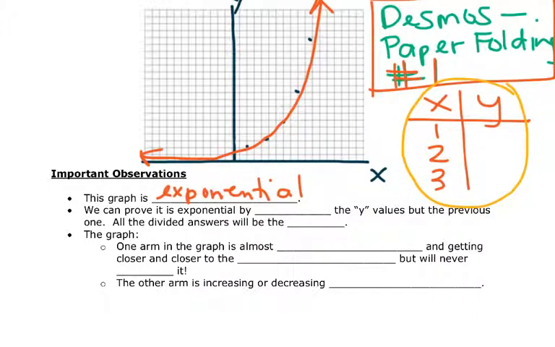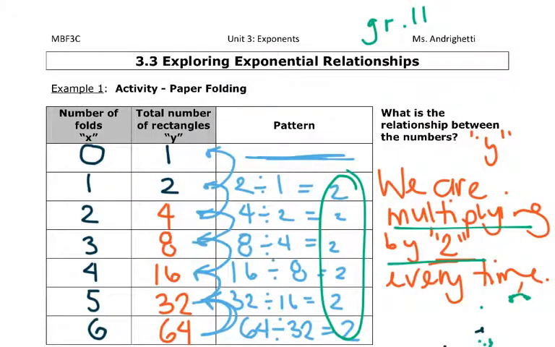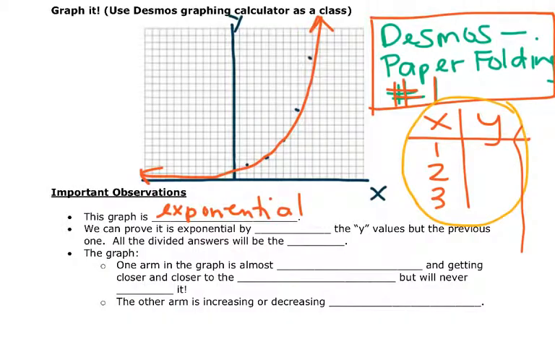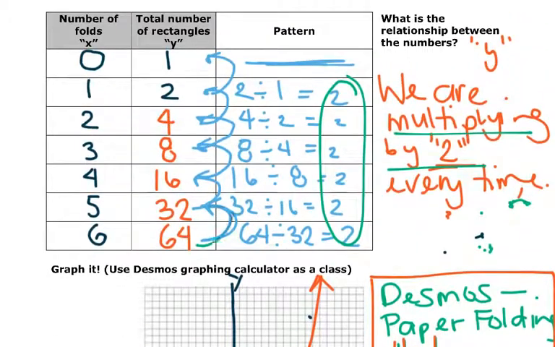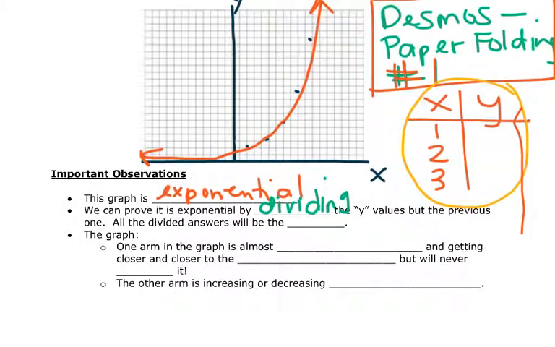We can prove that it's exponential in 2 ways. We can prove it by looking at the graph, and we can also prove it by looking at a table of values. So when we have a table of values, we can prove that it's exponential by dividing the y values by the previous one. Remember, we started from the bottom, now we're here. We took the bottom number divided by the top number, the bottom number divided by the top number. All the divided answers will be the same. If they're not the same, it's not exponential. But if they are, we can prove it's exponential.